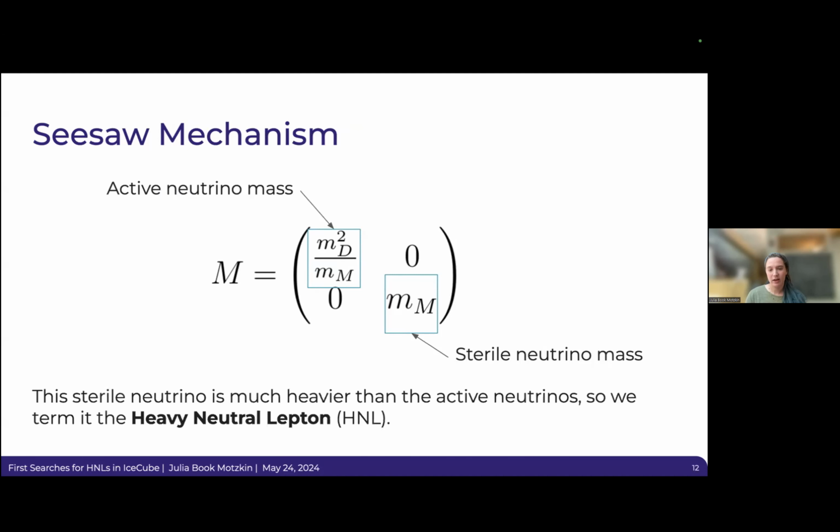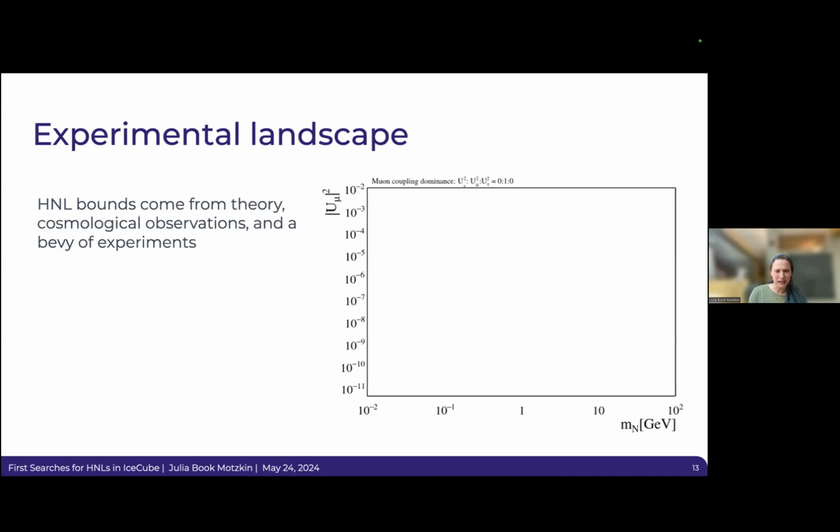When you do this, that sterile neutrino becomes much heavier than the active neutrinos, so we call it heavy. It's sterile. This means it doesn't have any weak interactions, in addition to, like all neutrinos, not having electromagnetic or strong interactions. And it's a lepton like the other neutrinos. And so we term it the heavy neutral lepton. And this is what we're looking for. Now, you might ask, if the search is so well motivated and the theory is so common, why are you looking for it? Shouldn't someone else have looked for it before?